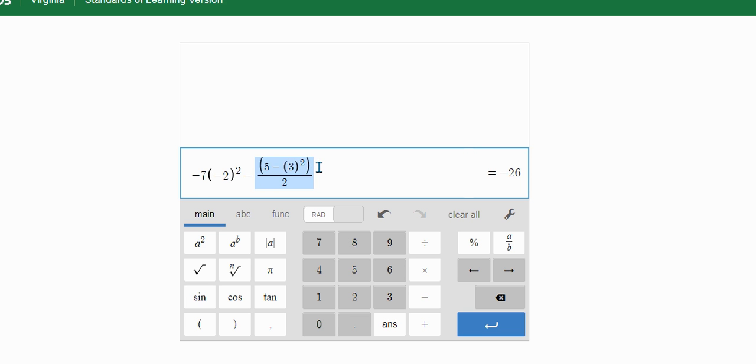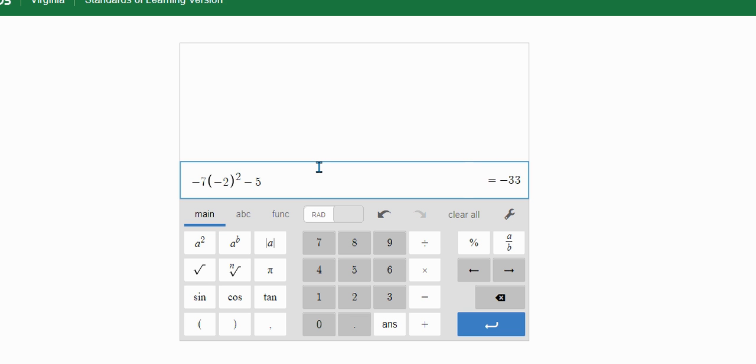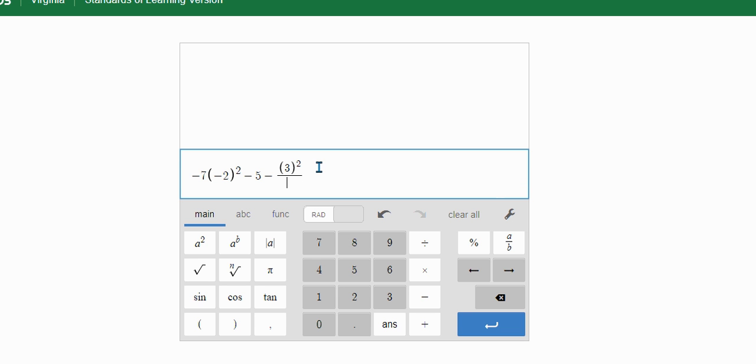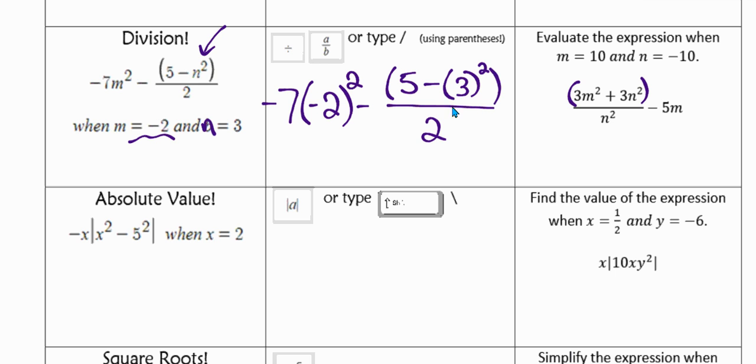If you did not type the parentheses there, let's just show that. 5 minus 3 to the second power, divided by 2. It's just going to chop this up and only divide the second part. It's just going to divide this part by 2. That's why we have to put this in a grouping symbol. We have to basically tell the calculator, I want to divide this entire thing by 2, not just this part.